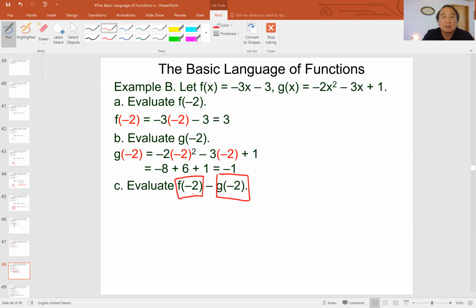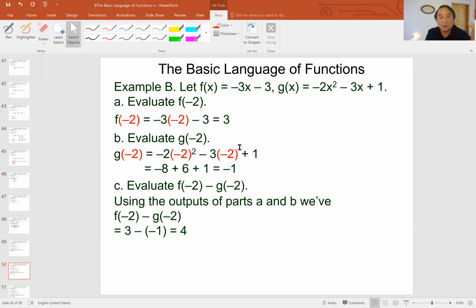Okay. f of -2, meaning take -2, put it into f. We already did it, so I know what that is. And g of -2, I also did it. So therefore, I put the previous results into the positions. Then these are the calculations, and it's actually minus a plus, so the answer is 4.